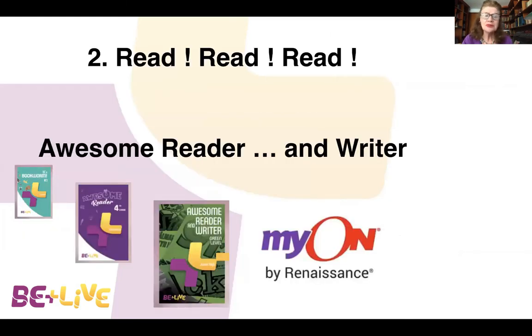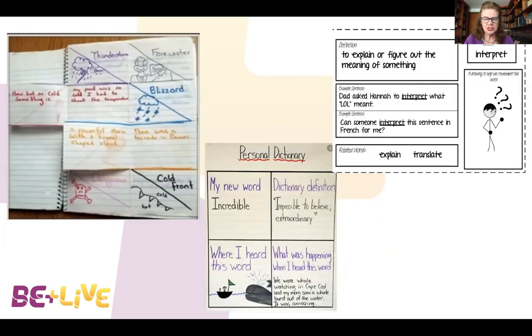Number two, read. You can read an awesome reader and writer. You can also, if you have BE+Live, you know you have the wonderful resource of Mayon, more than 5,000 books. So get the kids to read, and then they could use or write words in their personal dictionary.